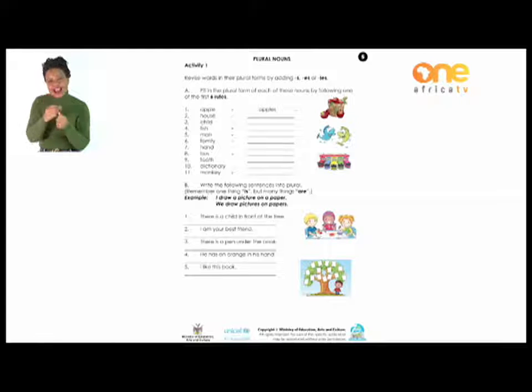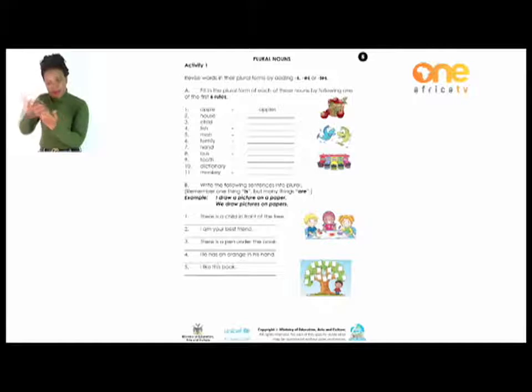But many things, one thing, you say is. Many things, we say are. For example, I draw a picture on a paper. We drew pictures on papers. So the word that we have changed to its plural form is paper, to papers.